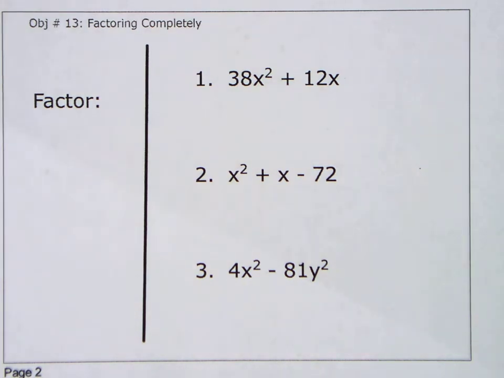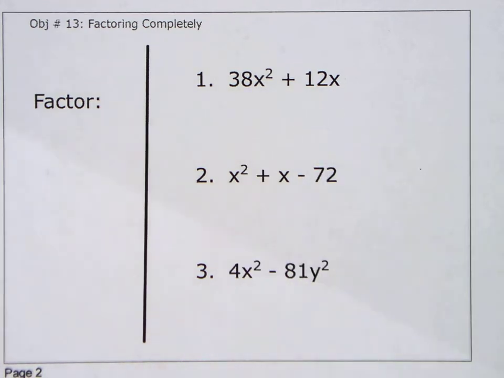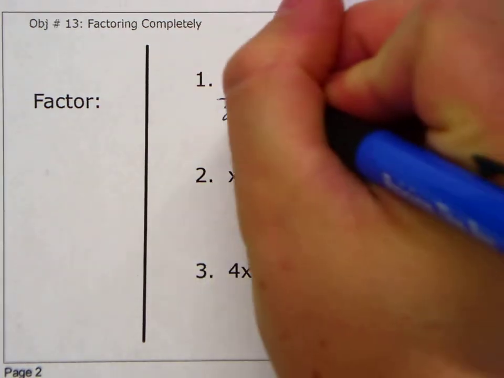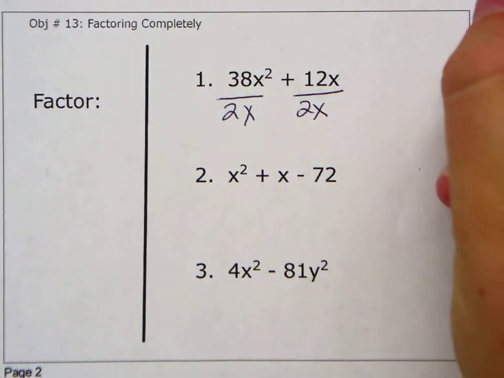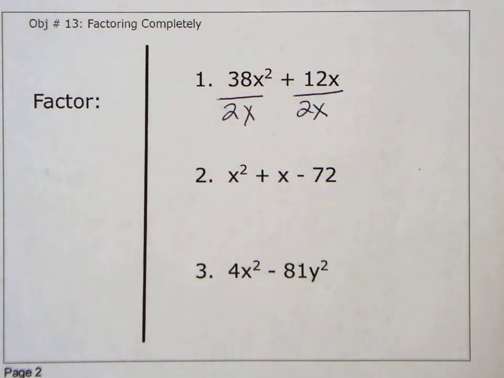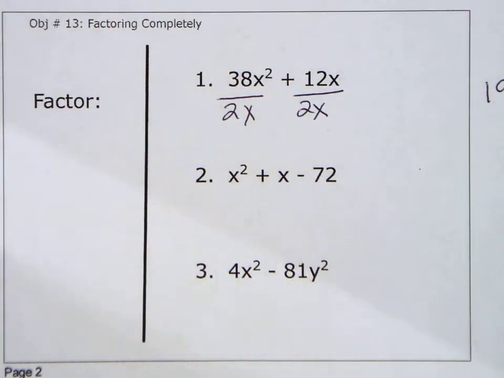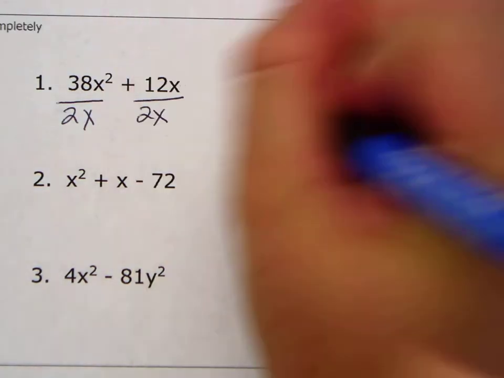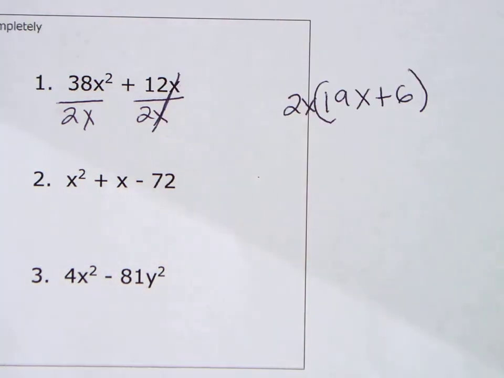All right, number one, this is a GCF. How can you tell it's a GCF? There's a common term. There's x's everywhere. The GCF is 2, and then look at your x's. Don't forget the x. You divide, and what do you get? 38 divided by 2 is 19. x plus 6. So I'm going to write that on the side. Don't forget your parentheses and the GCF on the outside. Remember, x over x cancels out.